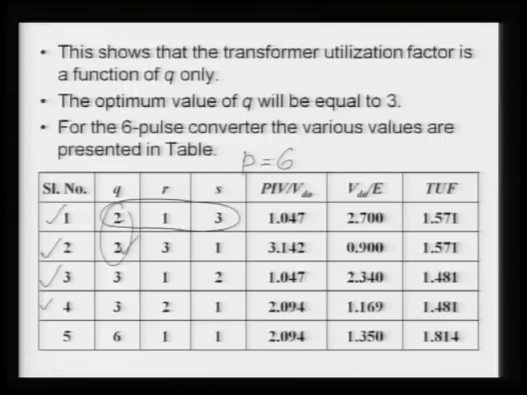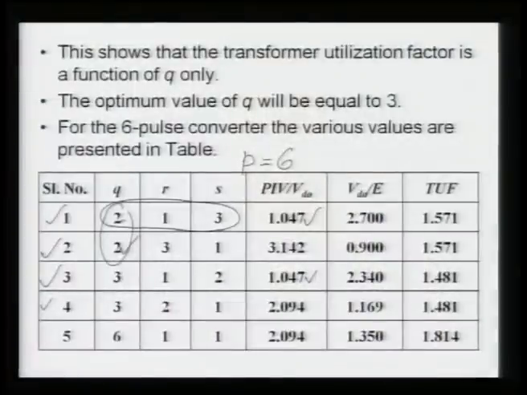Now, if you put the values for all the Q, R and S, you will find this table. As per our requirement, the peak inverse voltage divided by VDO should be as minimum as possible. We have 2 cases here, this and this, which are minimum and both are the same, while the others are very high. So serial number 1 and serial number 3 are giving the minimum peak inverse voltage over VDO. Now, VDO upon E is maximum for this, and of course the second option is this, but the maximum we are getting is for serial number 1.